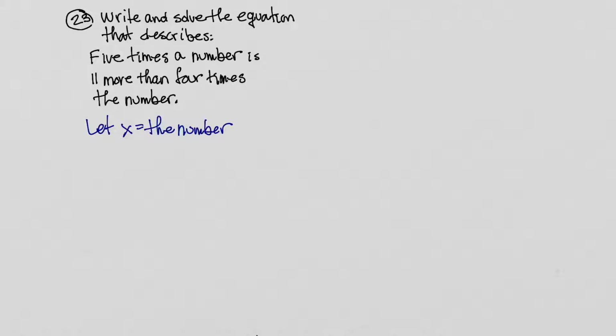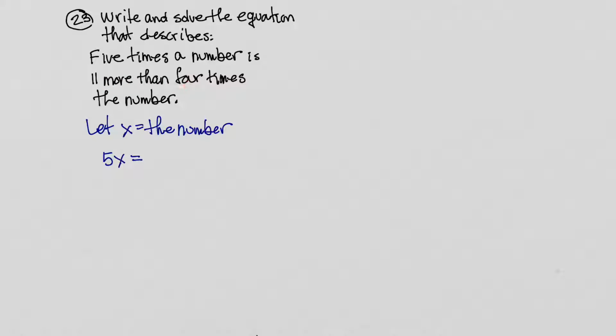So here's what it says. 5 times a number. Now the number is x, so 5 times a number, 5x. So we'll write 5x is, that's equals. Here's what we have, 5 times a number is, now what does it say?